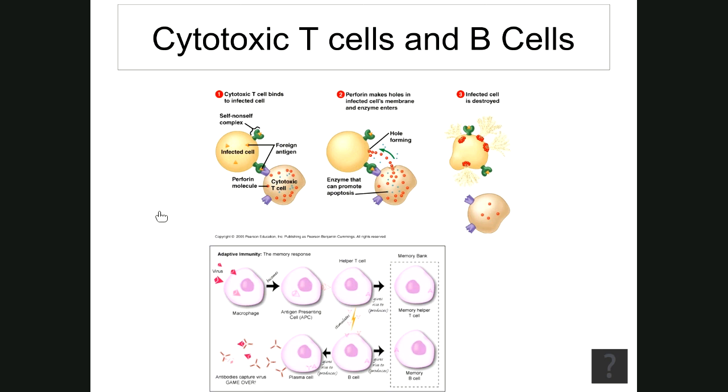Helper and suppressor T cells establish and control the sensitivity of the immune response. It has to be controlled, otherwise it could gear up and become an autoimmune response, and your own body would attack itself. Your immune system would attack your body.